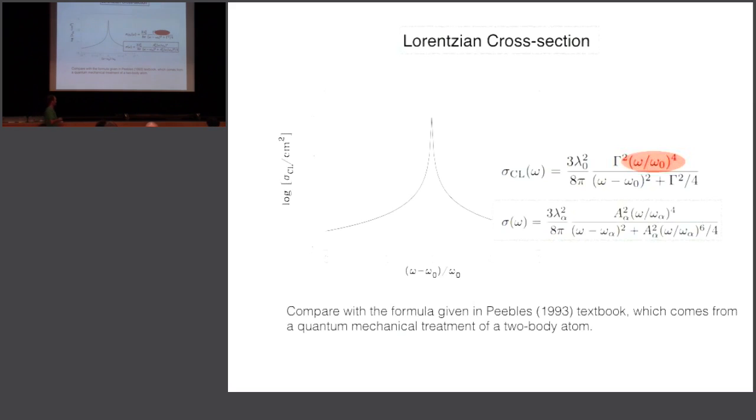Right? This term, the origin of that, I don't quite understand. The Peebles calculation is a quantum mechanical derivation, but it assumes a two-level atom. Right? You get this extra term, which generally speaking is negligible anyway. So we get basically the perfect answer.